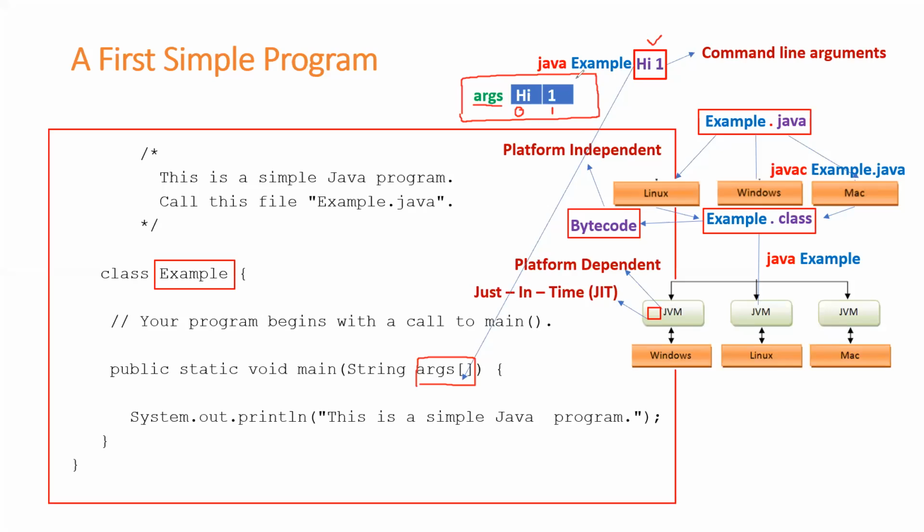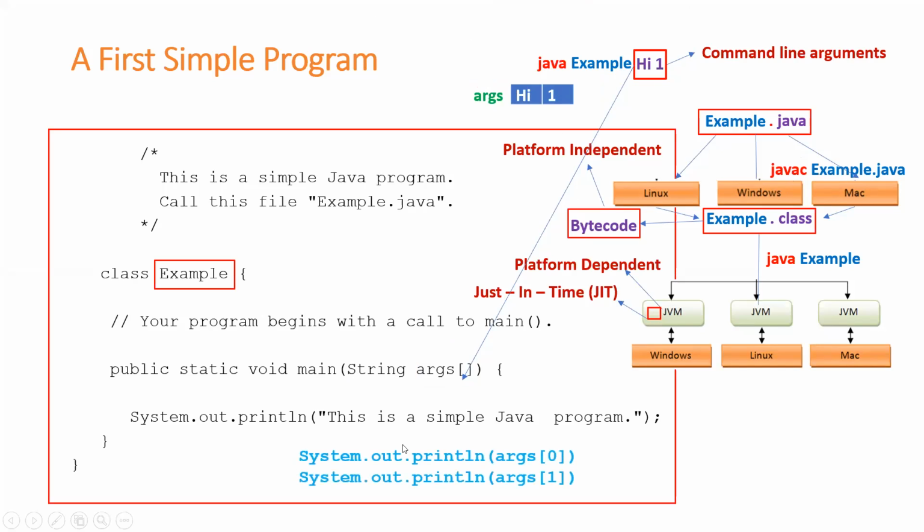Now these command line arguments will be passed to this array, that is ARGS, and the type of this ARGS array is String. As I said, string is not a data type, but String is a predefined class in Java. Now, how do we print these values, hi and one, which I passed to this array? Let me clear my drawing. This is how you can print it.